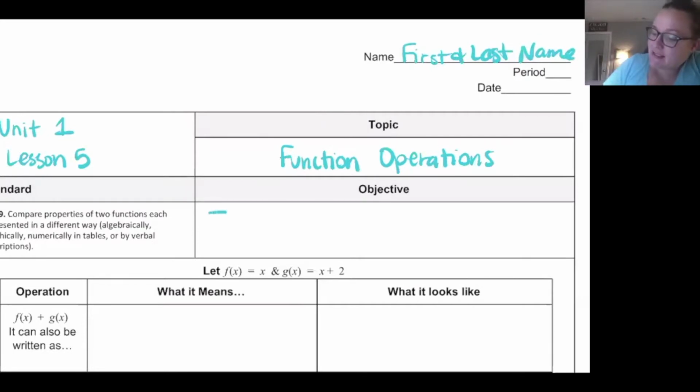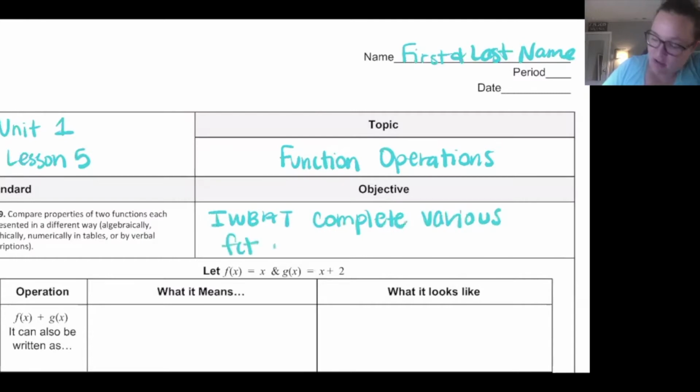So today's objective is I will be able to complete various function operations. So by the end of this lesson, you're going to know what a function operation is, and you're going to be able to do them on your own.